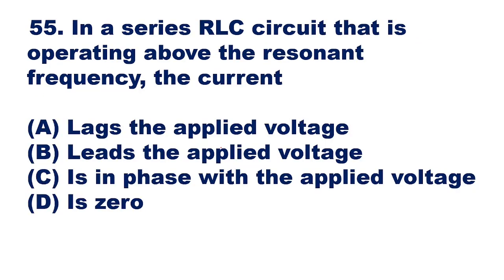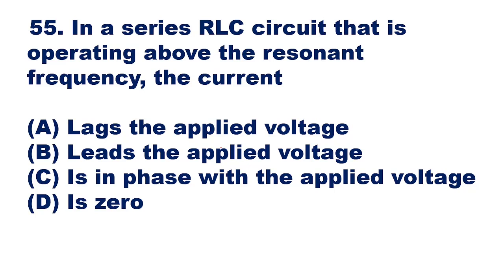In a series RLC circuit that is operating above the resonant frequency, the current is: lags the applied voltage, leads the applied voltage, is in phase with the applied voltage, or zero. So if the operating frequency is above the resonant frequency, then in that case, the current lags the applied voltage.